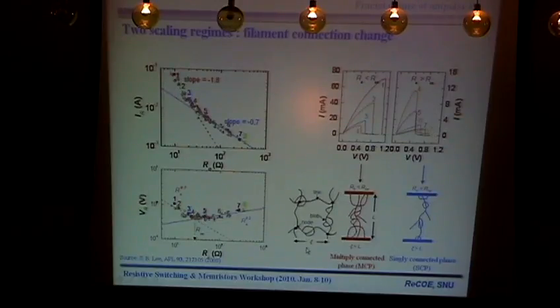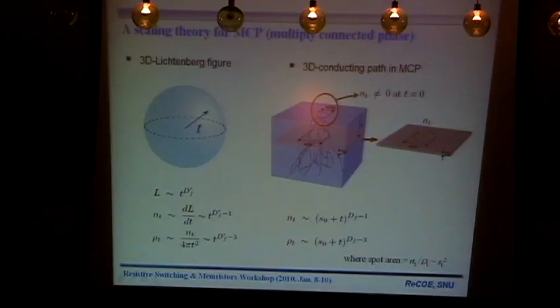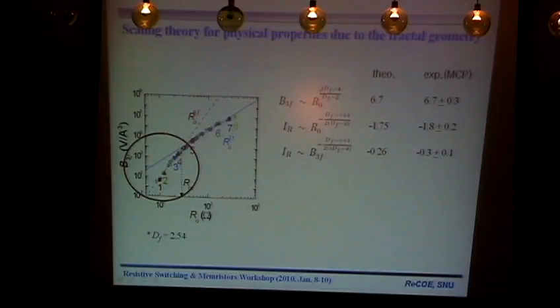If the correlation length, which is the distance between the nodes in the percolation picture, is smaller than the sample size, you should have a multiply connected phase like this. In such a case, the IV characteristic should behave like this. On the other hand, if the correlation length becomes larger than L, then it should be a singly connected phase, and then the IV characteristic should be like this. That is already understood in the conventional percolation picture. What we have done is develop the scaling theory for the multiply connected phases. So here, in the multiply connected phases, we started the analysis. The final result is shown here.